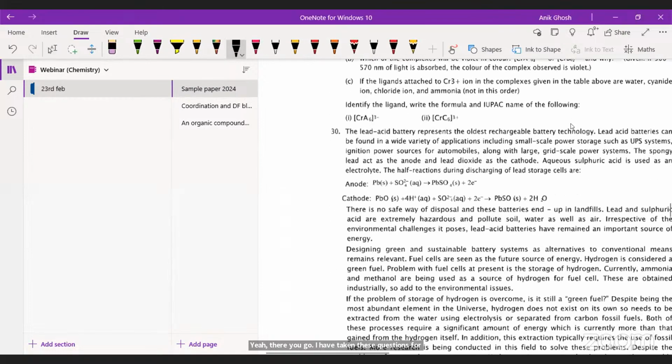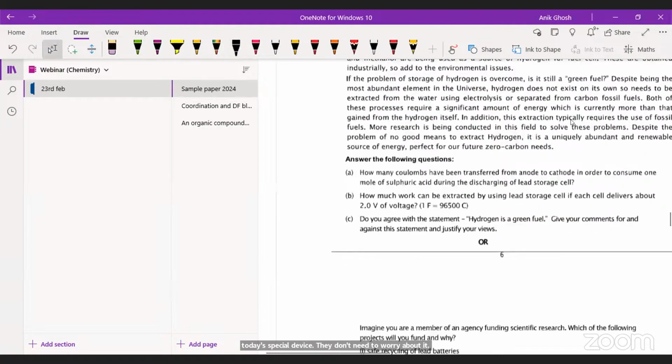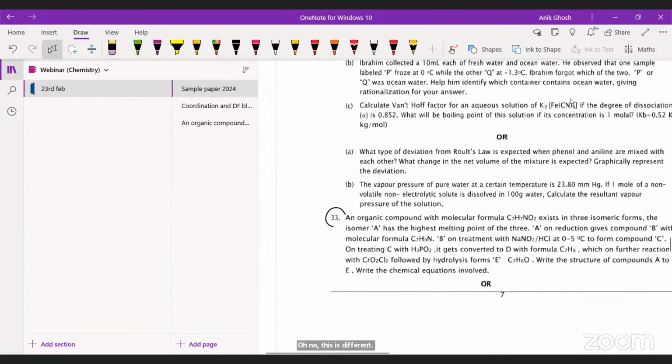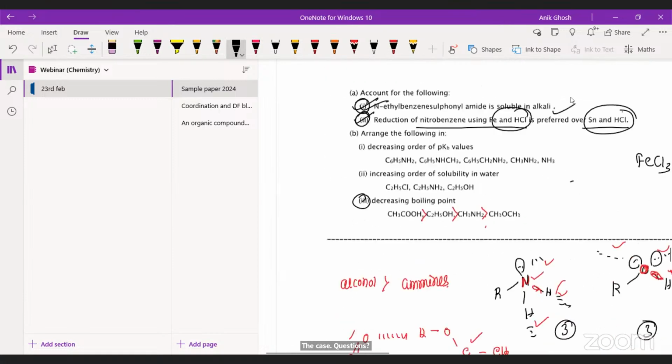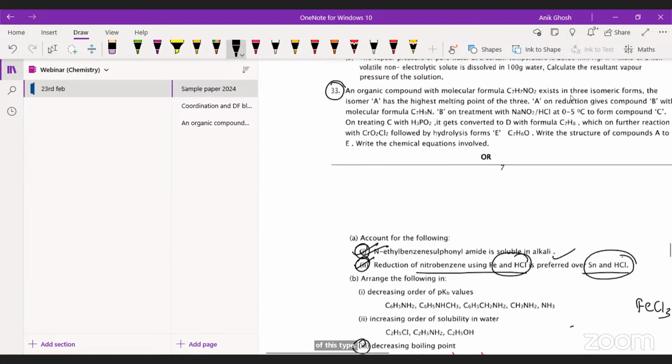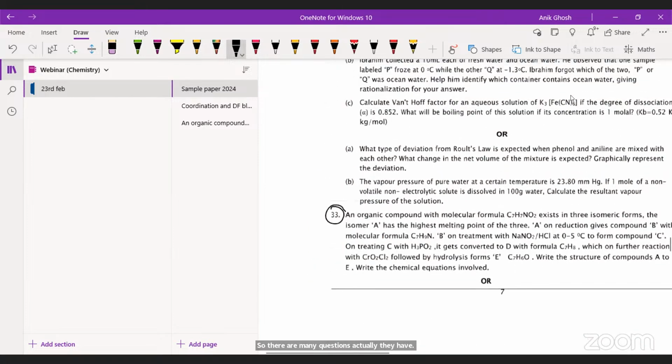Oh no, this is different. The case-based questions. Yeah, there you go. Second question of this type. So there are many questions they have taken of this particular type. All right. So make sure you go through this particular paper to have an idea about what kind of questions they're going to give you in this year's boards.